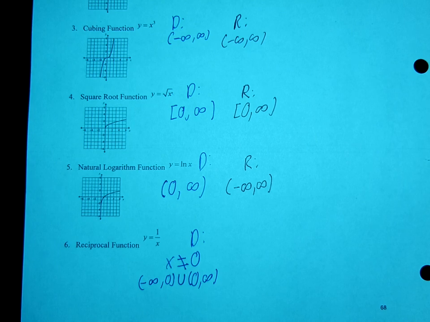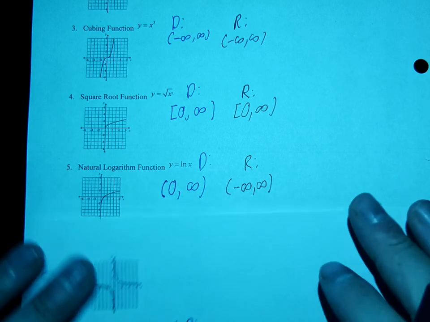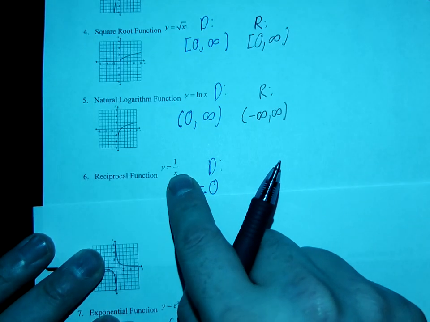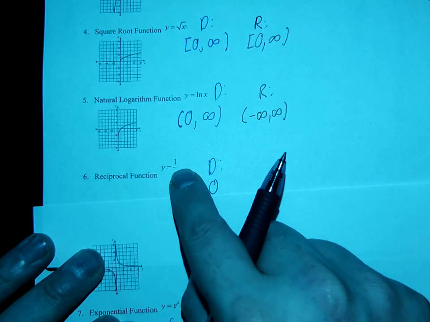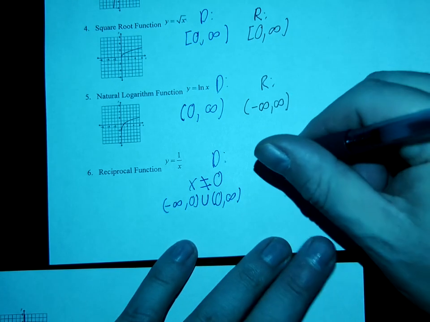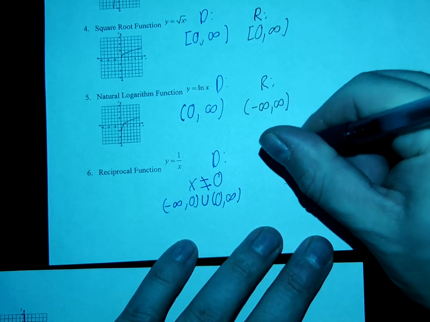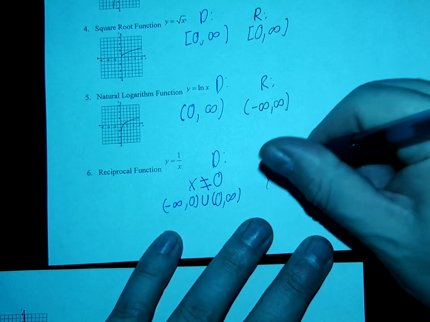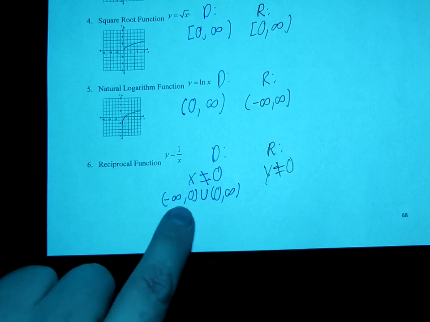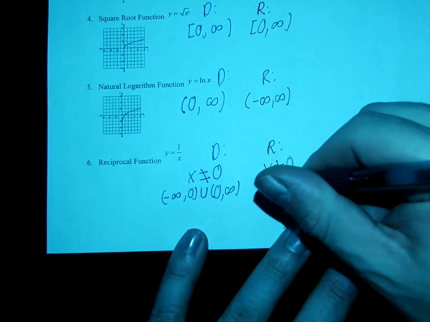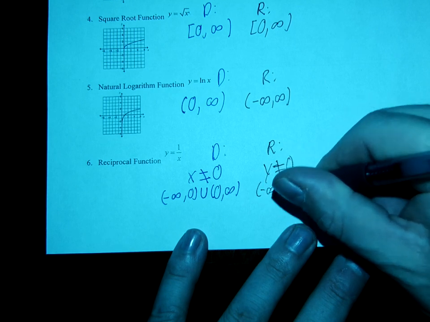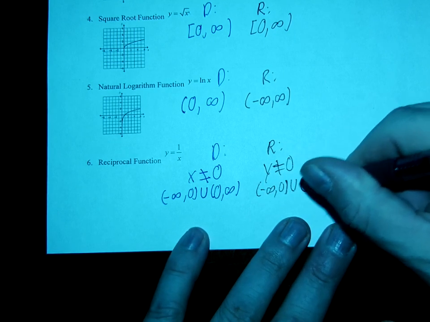Alright, looking at this next one, the reciprocal function. We can't have this be equal to 0 because you can't substitute a value in for x to make this fraction 0. So this will have a limited range. Y cannot be 0. So y will never equal 0 here, which you can also write similarly to this one here. In fact, the exact same way. So negative infinity, comma, 0, union, 0, comma, infinity.